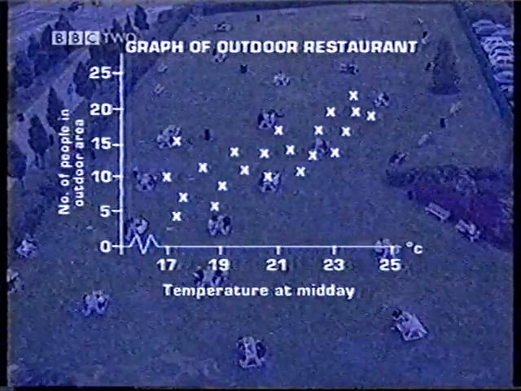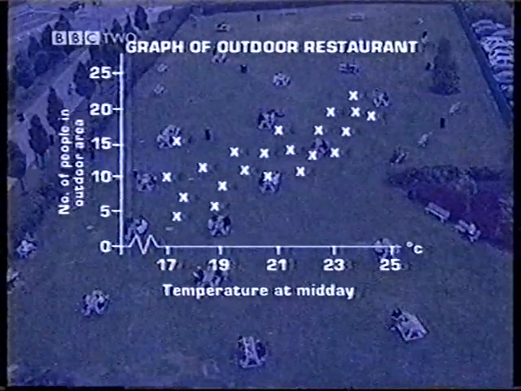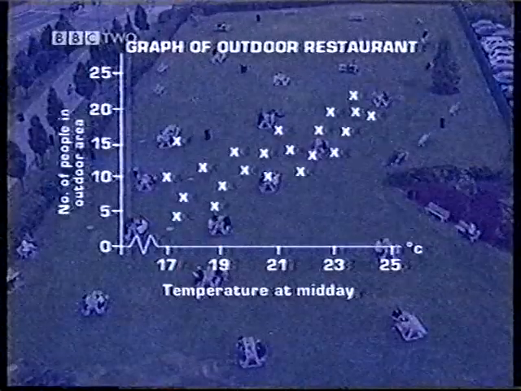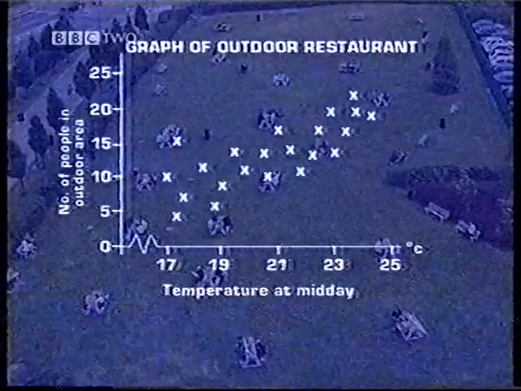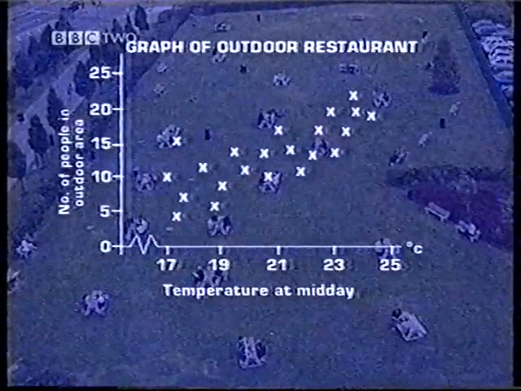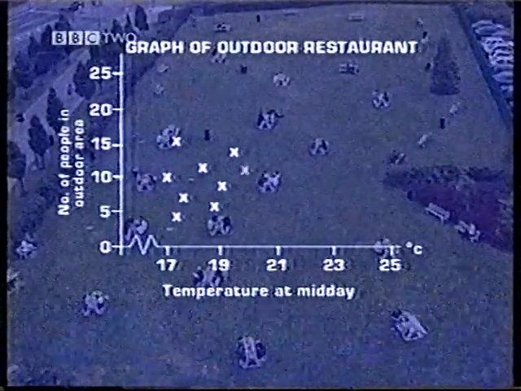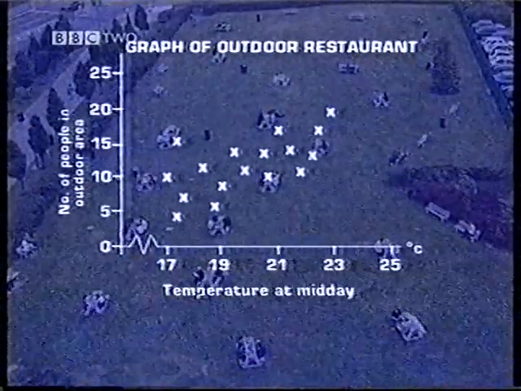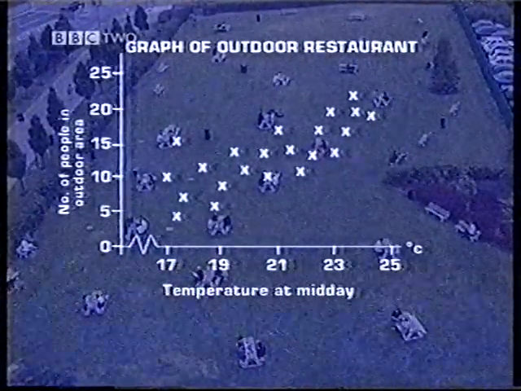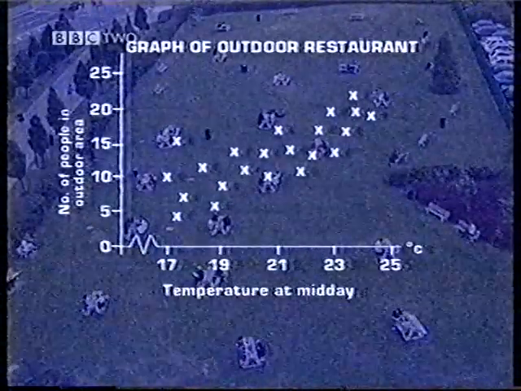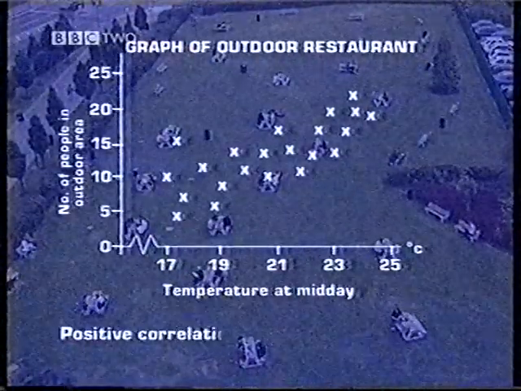Let's see if there's any relationship between the varying temperature and the varying number of people outdoors. Look at the pattern of points plotted. You can see that as the temperature increases, the number of people using the outdoor area of the restaurant increases. When one variable increases as another increases, we say that there is a positive relationship or a positive correlation between them.